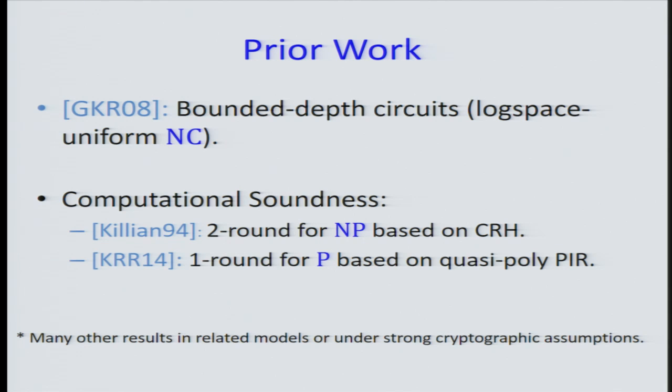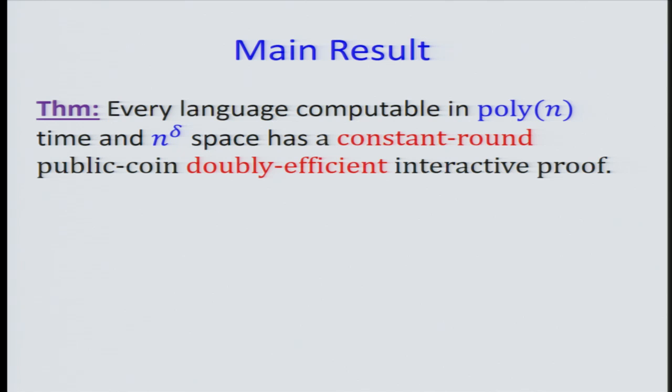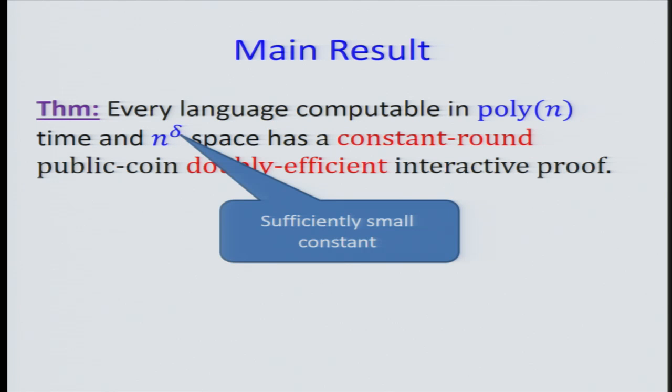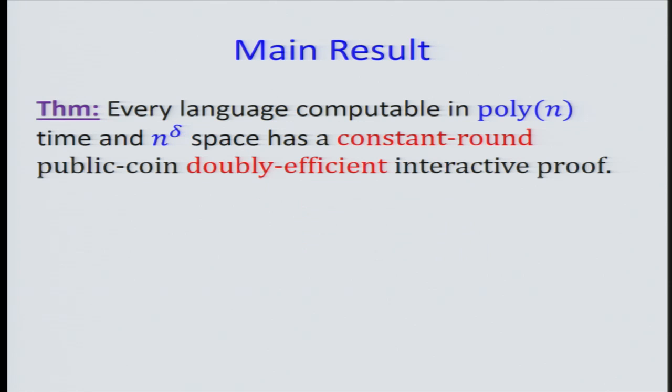So statistical soundness: we're considering any possible cheating strategy without thinking of any computational limitations. So our main result is the following. We show that every language that you can compute in polynomial time and some bounded polynomial space, so some n to the delta for a sufficiently small delta, for any such language, we give a constant round interactive proof, also public coin, and it's doubly efficient. So the verifier is linear time or almost linear time, and the prover is polynomial time.